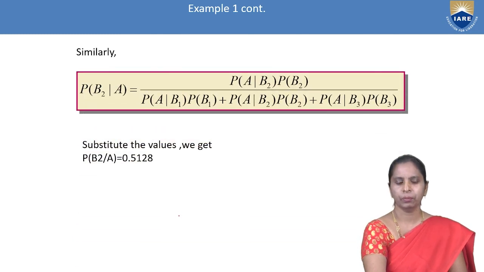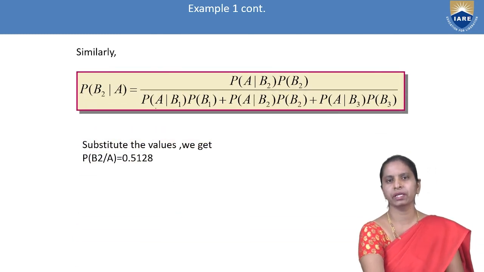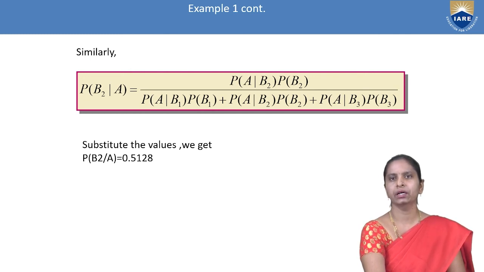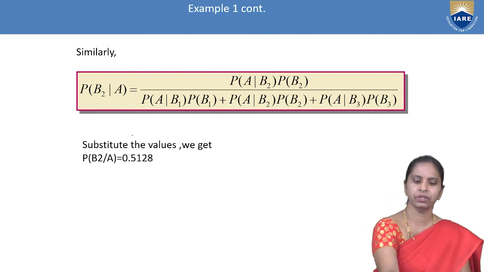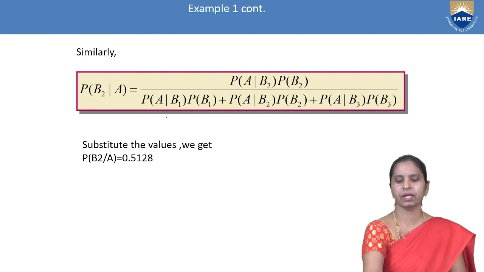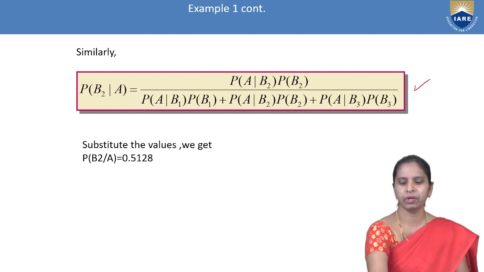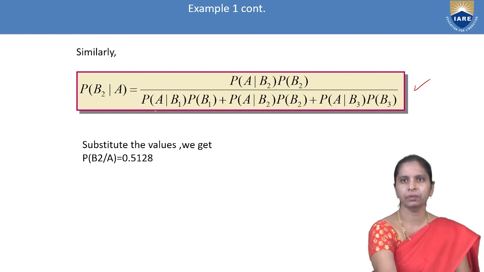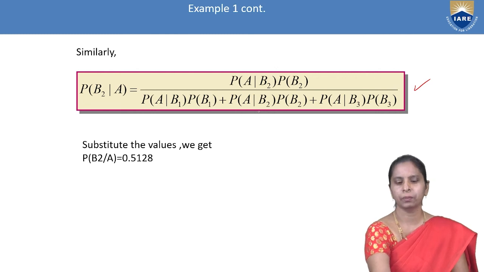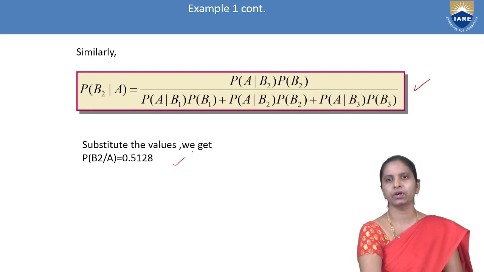And similarly, P of B2 by A. What is P of B2 by A? The probability of selecting the bolt from mission B given that the bolt is defective. From Bayes theorem, you can write P of B2 by A as P of A by B2 into P of B2 by P of A. What is P of A? Nothing but P of A by B1 into P of B1 plus P of A by B2 into P of B2 plus P of A by B3 into P of B3. So substitute all these values and calculate P of B2 by A.